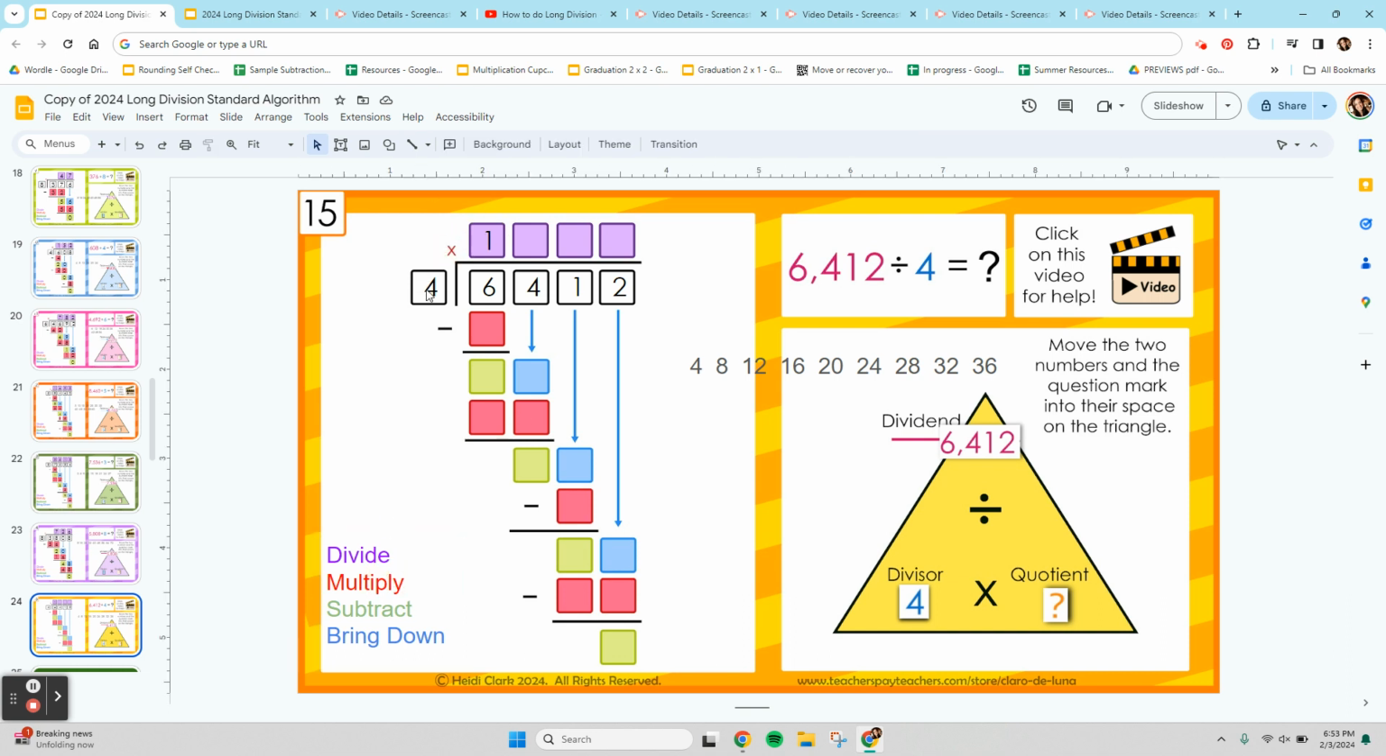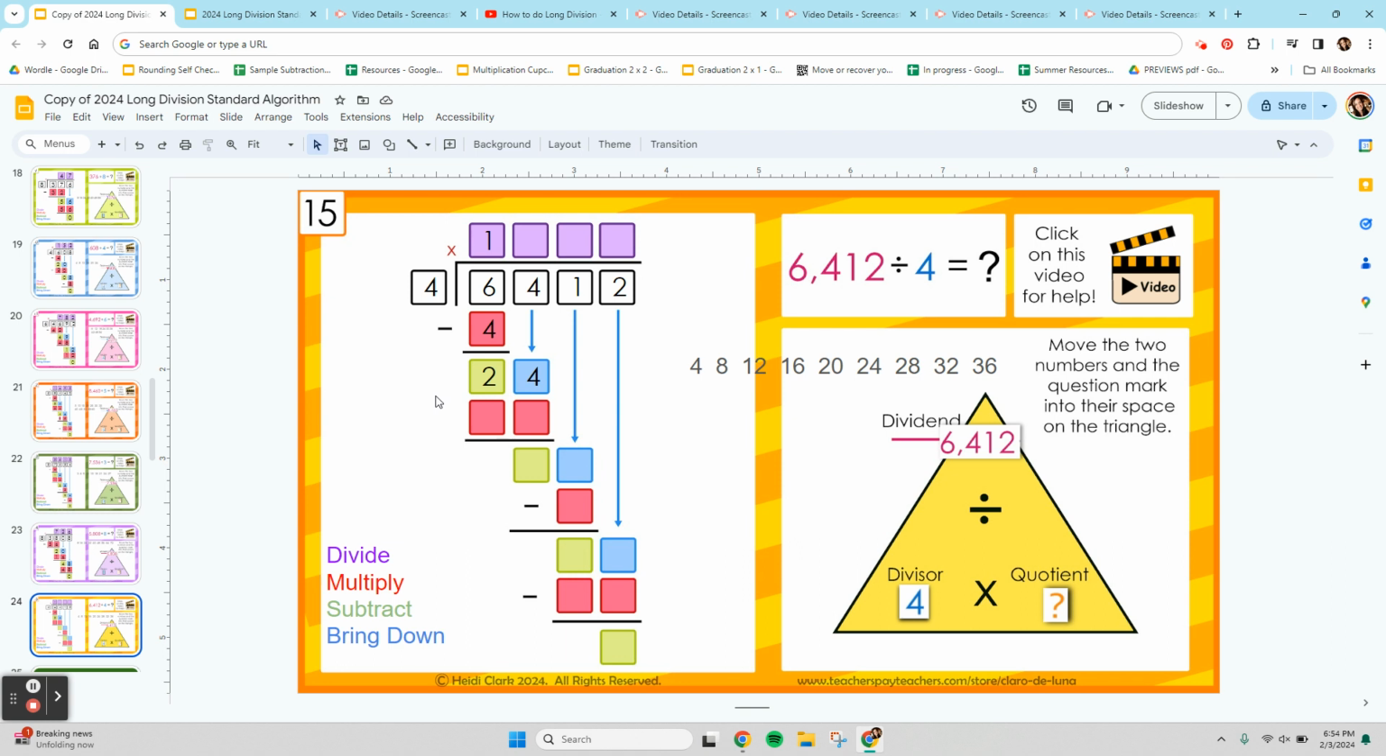1 times 4 is 4. Next, you're going to subtract. 6 minus 4 is 2. I want you to think about what we would do next. We're going to bring down the 4. All right, what is our next step?